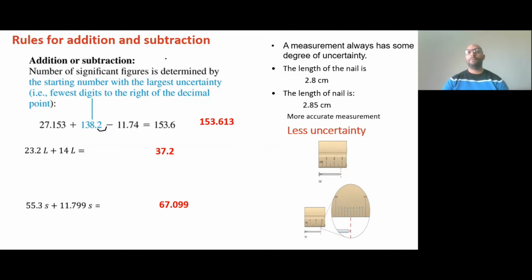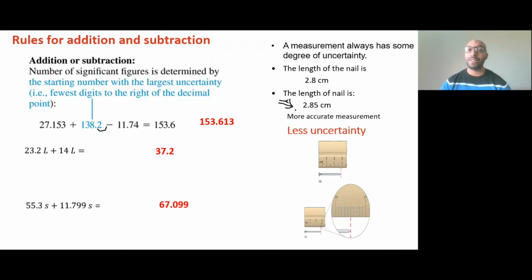Okay? For example, if we measure the length of this nail, you can see that the measurement always has some degree of uncertainty. If we use the ruler, the length will be 2.8 centimeters. If we use another tool, the length will be 2.85 centimeters. Here, it's not the same number of digits after the decimal point. Which one is more accurate? The more accurate one is the number with more digits to the right of the decimal point.